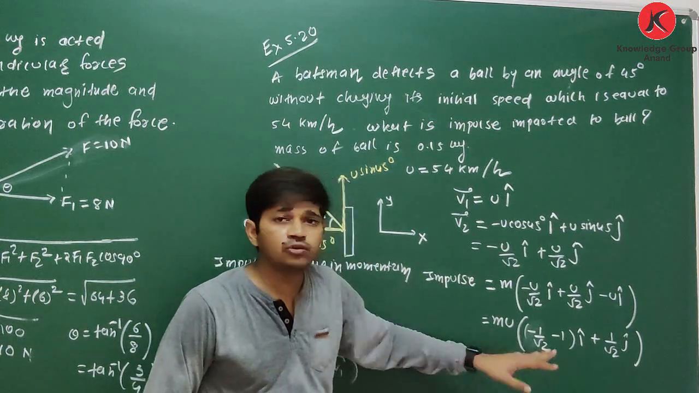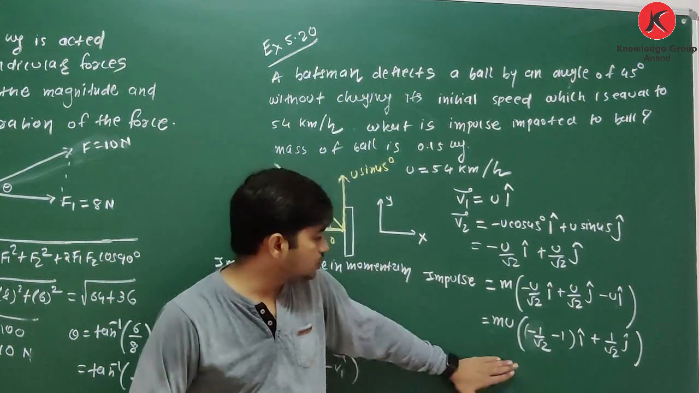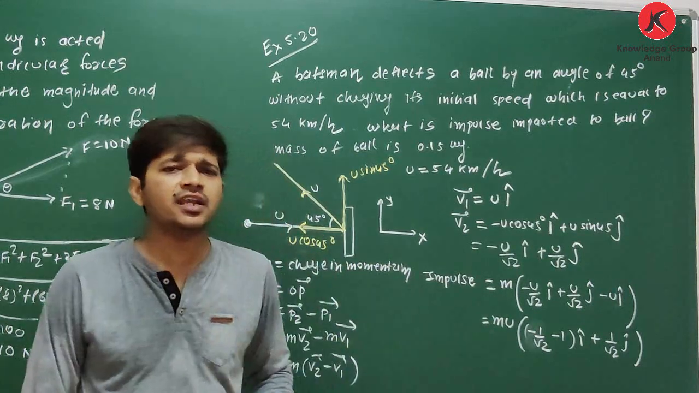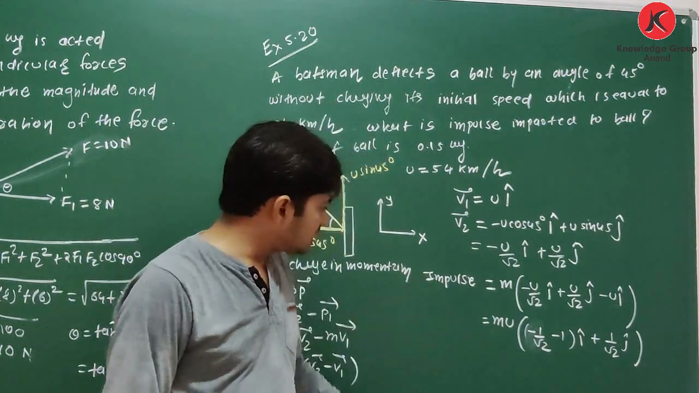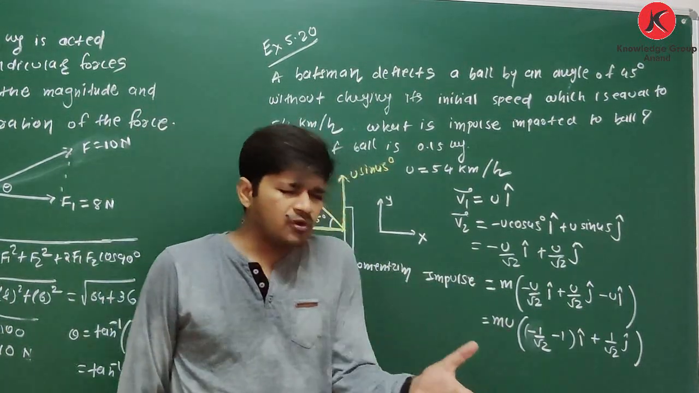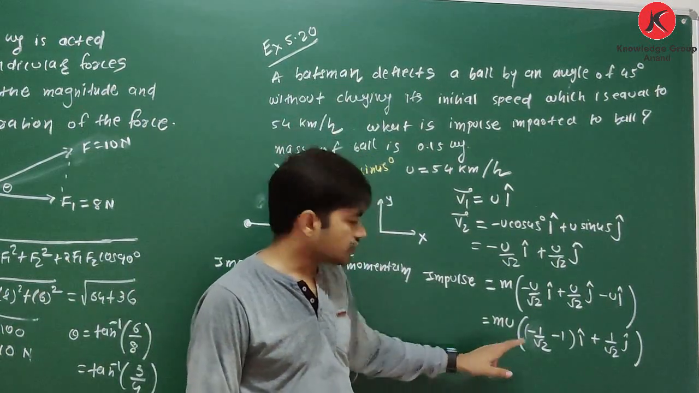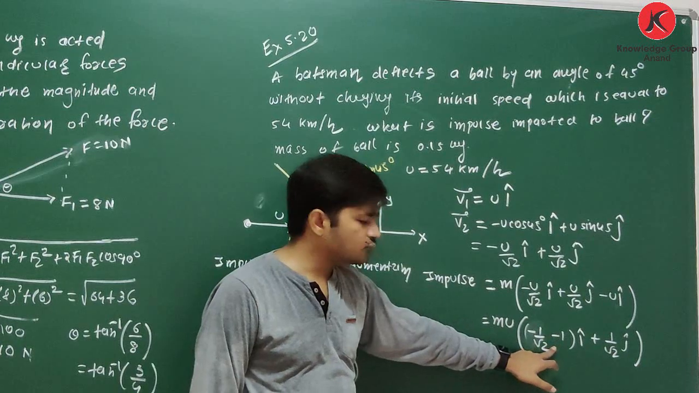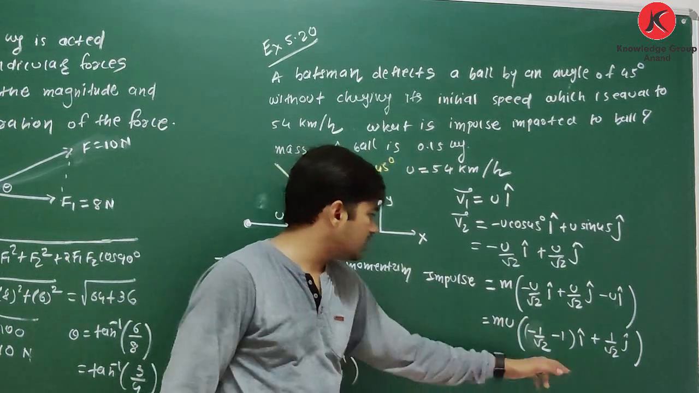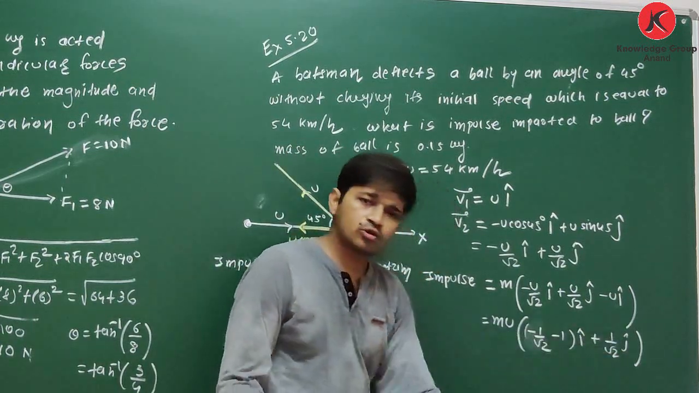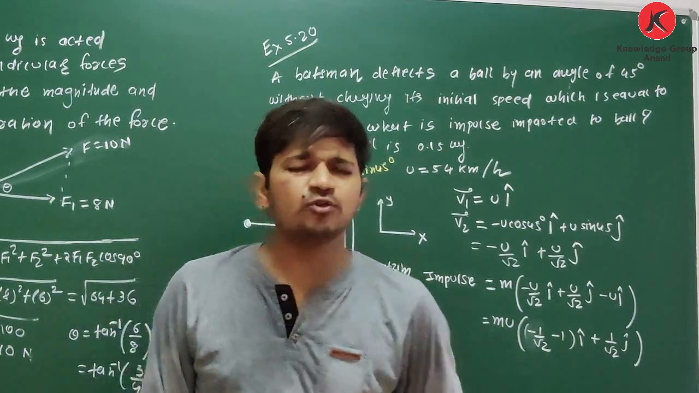You have to try to solve this. If you have any doubt, please contact me. We have discussed this in chapter number 4. Simplify 1 upon root 2 minus 1 with the help of a calculator, and you will get some answer. Again, 1 upon root 2 with the help of a calculator. Then you can easily find it.